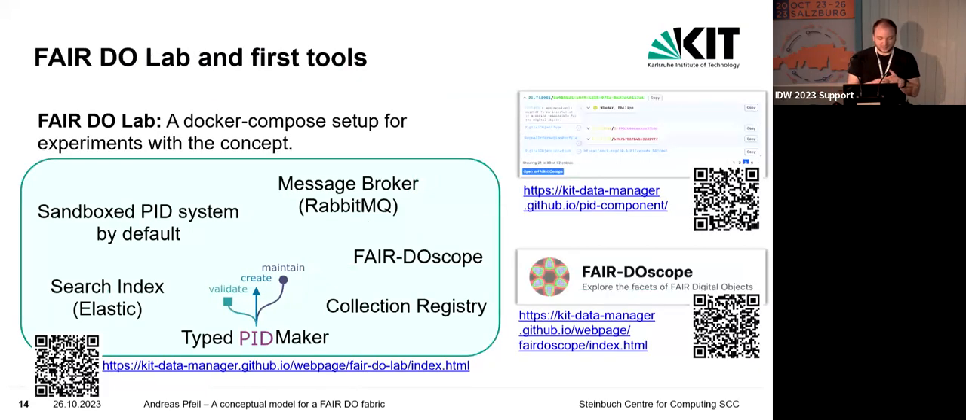So how do we work with that? We have a Docker Compose setup that we call the FairDO lab that has some pre-built tooling around it, and optional dependencies like Elasticsearch. So you will have a search index by default. You will have a sandbox PID, so you can experiment by default if you don't have a PID prefix set. On the right, you can also see that we have some services that do not use the Type PID Maker. They just read information, they don't write information.